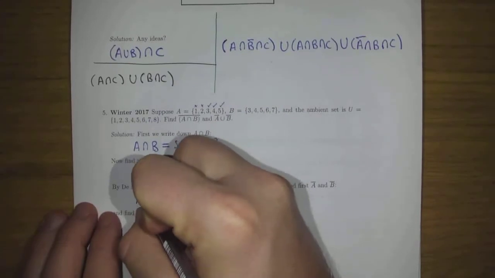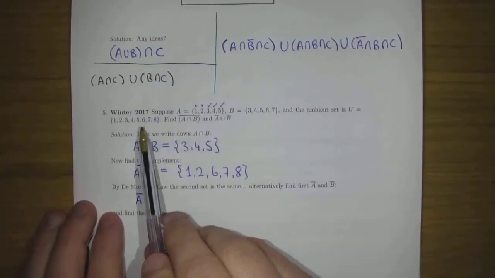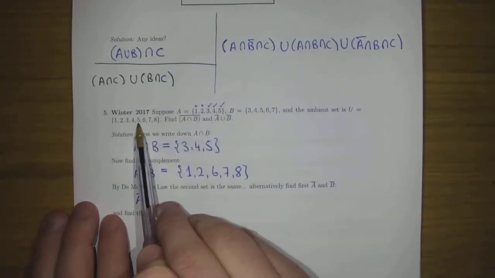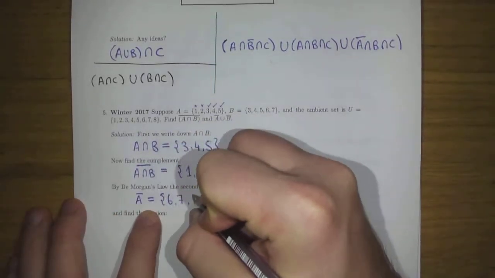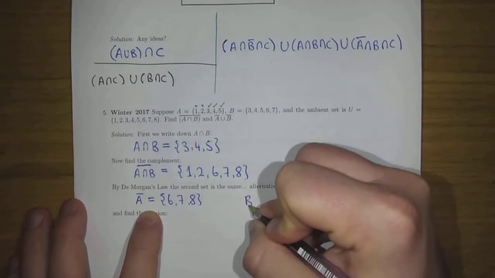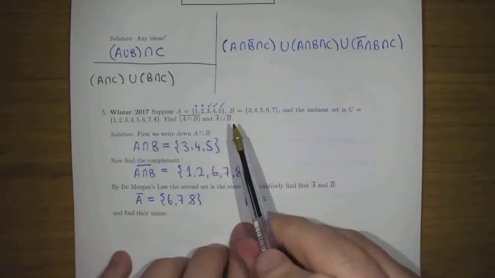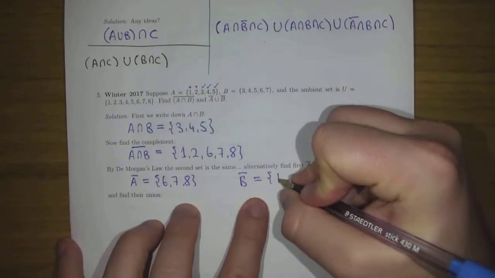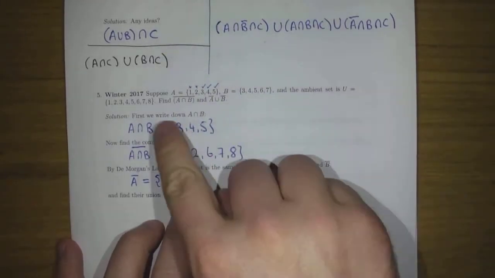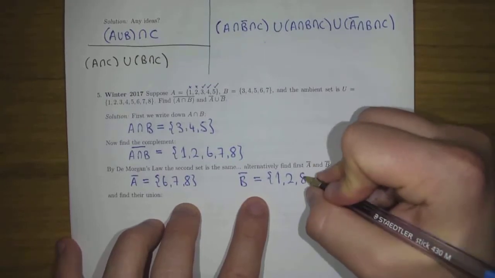So not A is, so 1 to 5 is in A, 6, 7, 8 is not in A. And not B, so 1 to 2 are not in B. 3 to 7 are in B, and 8 is not in B.